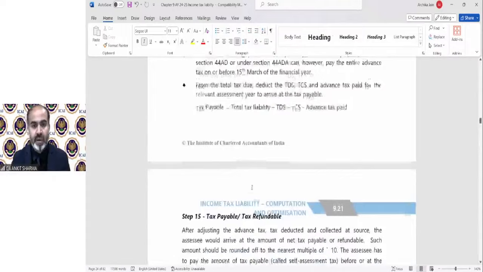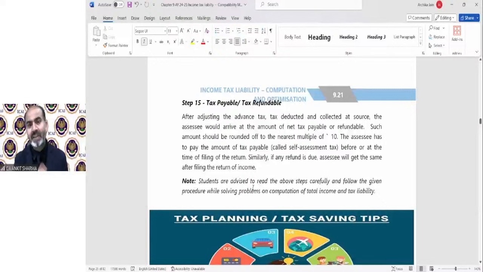Tax payable or refundable after deducting TDS, TCS, credit, etc. Either there will be a refund of tax or there will be tax payable. So as we said that total income should be rounded off to the multiple of 10 rupees, the same is applicable in case of tax amount also. Whatever your tax payable or refundable, that will also be rounded off to the nearest multiple of 10 rupees.